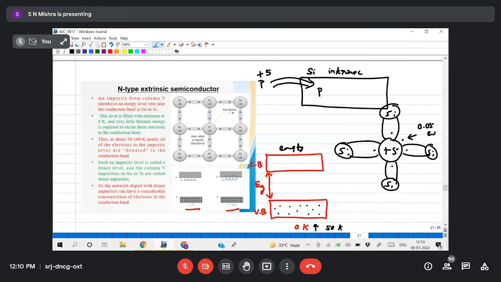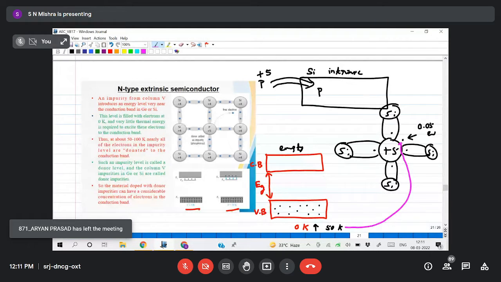Now, if I increase the temperature to 50 Kelvin, that means I am giving some energy. So this energy is sufficient to break this electron from the nucleus and it will become free. Is it the process we saw yesterday? So once this is free, this ion or this phosphorus atom becomes a positively charged ion.